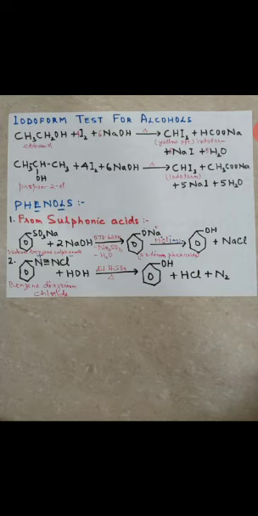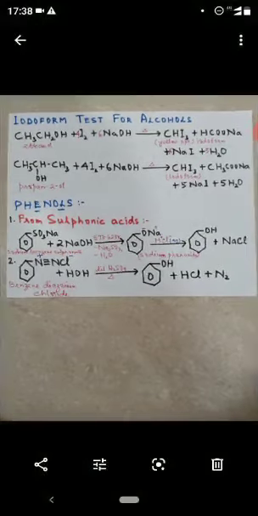Now we will come to the test, the iodoform test. Now, this iodoform test is very important. The iodoform test is given by alcohols. Which alcohols? Note it down, children. Alcohols which contain the CH3CHOH group. Whichever alcohol contains the CH3CHOH group will give the iodoform test. This is the basic condition for the iodoform test.